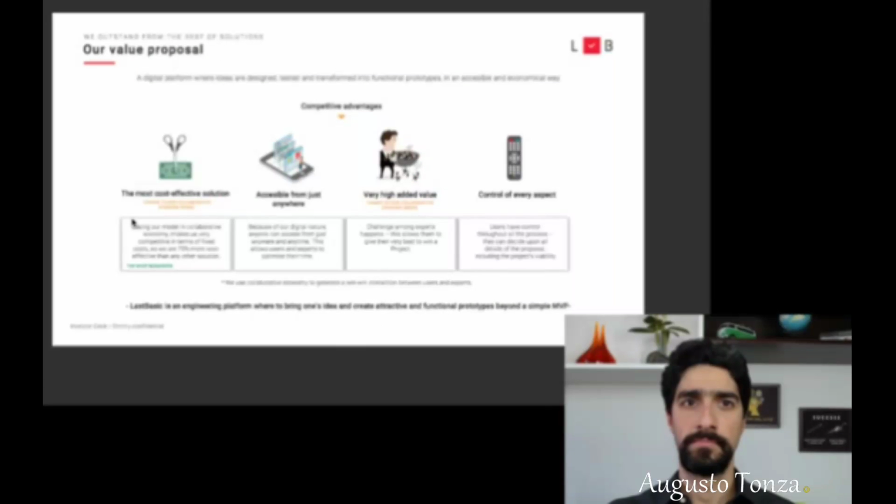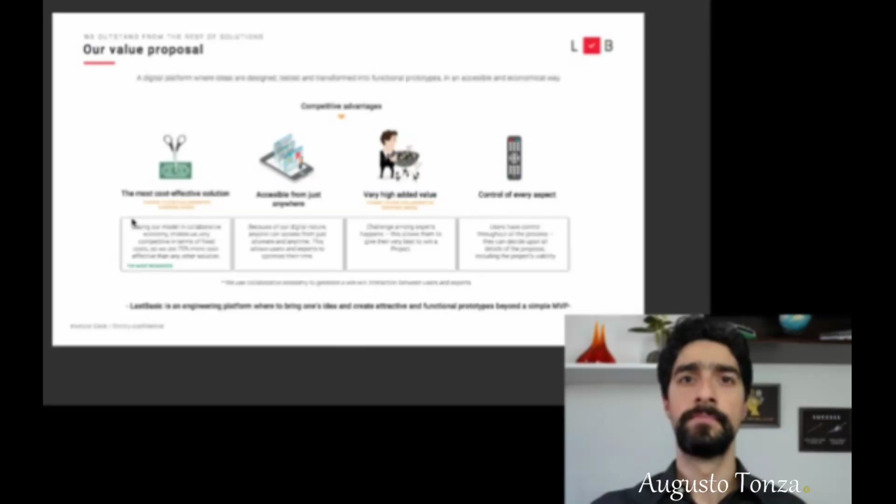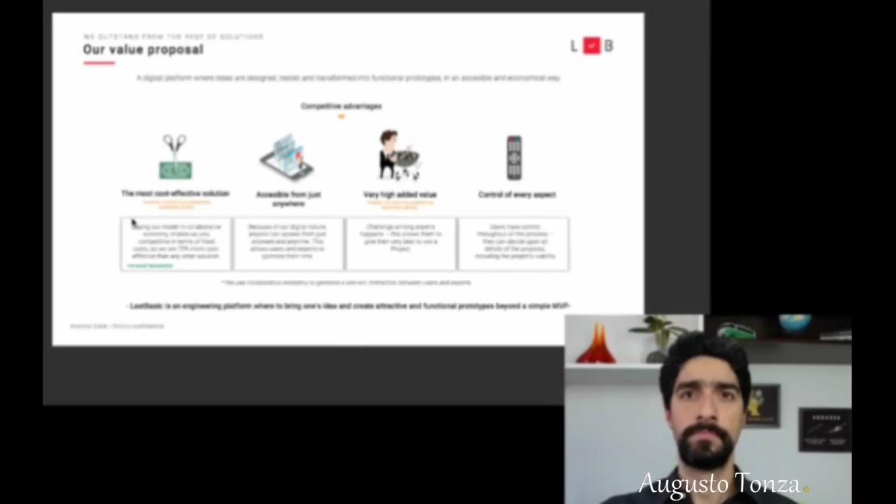In terms of our competitive advantages, there are 4 main ones. One, we're very cheap compared to traditional consultancies because we've got a fixed price. We'll talk about it later on. Two, it is accessible from just anywhere. I can sit on my sofa in the sitting room and go into the platform, and I can do everything from my sofa. I don't have to go to the consultancy premises and have meetings and so on.